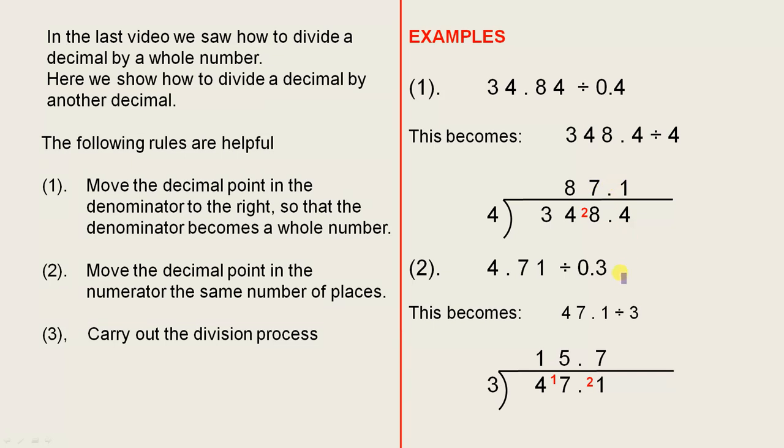Next example. Look at the denominator. We have to move it one place to the right to make it a whole number. We do the same with the numerator. This is our new sum: 47.1 divided by 3. I've written that here in the division format. 3 into 4 goes once and 1 left over. 3 into 17 goes 5 and 2 left over. We put down the decimal point. 3 into 21 goes 7. So the answer is 15.7.